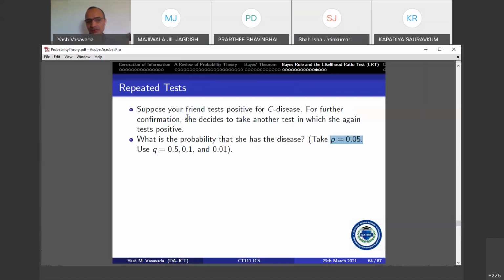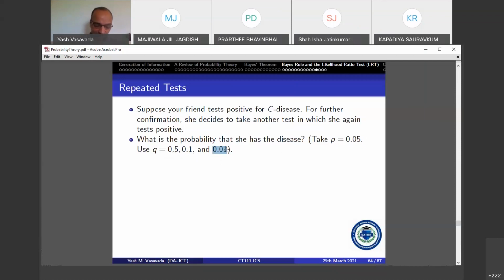Oh, by the way, for both the problems, you take P equal to 5%. There is no change in P. P was 5% even in that earlier problem. Even now, you take P is 5%. But, oh no, not two. Actually, I would like you to do it for three cases of Q. Q equal to 50%, Q equal to 10%, and Q equal to 1%.